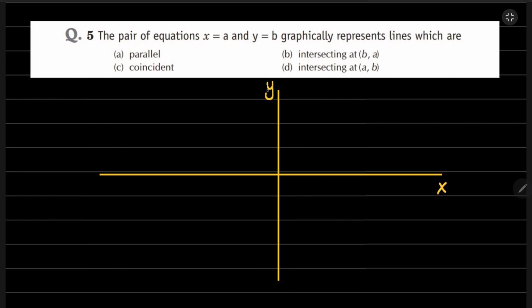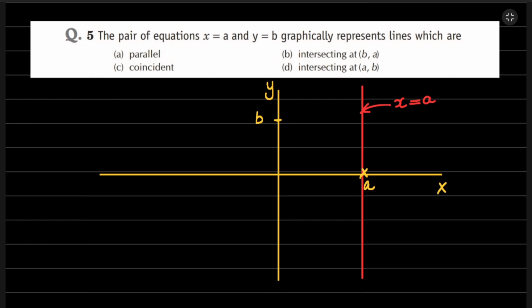So x equal to a. For example, this is a point which is a on the x-axis, and here you have the positive y-axis, this is b. x equal to a will be a line which will pass through x equal to a and it will be parallel to the y-axis. So this will be the line. This will be your line for x equal to a. Remember it. It passes through x equal to a and it's parallel to your y-axis.